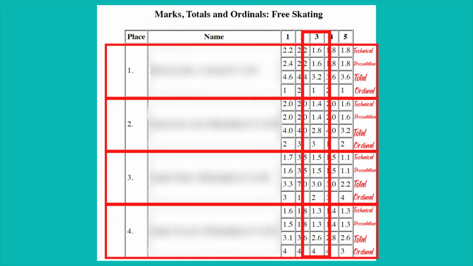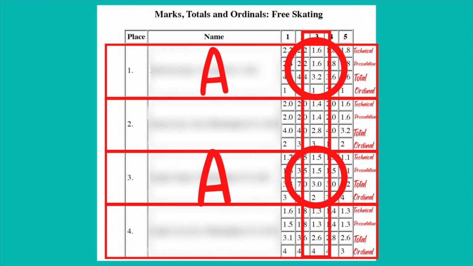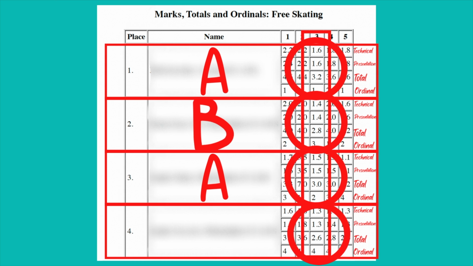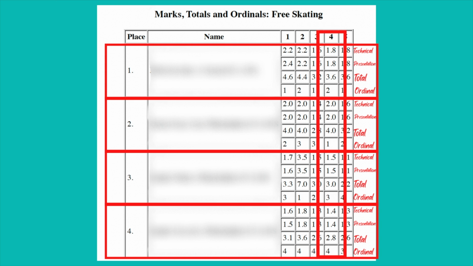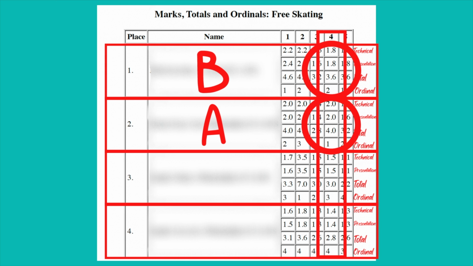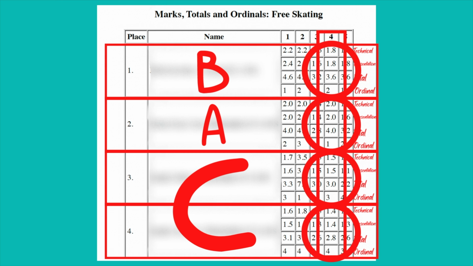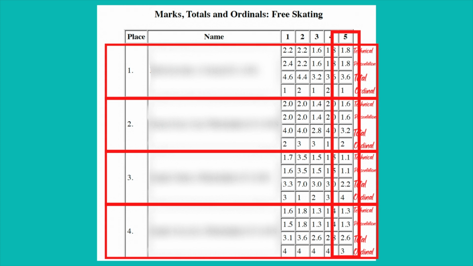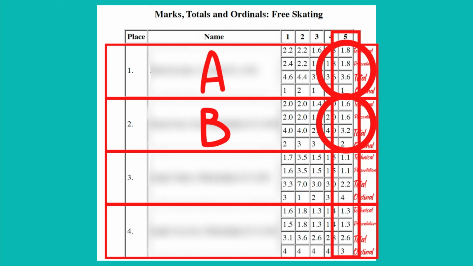Judge number 3 felt that the skaters in the first and third positions were the best. That would be their A group. And then the skaters in the second and fourth positions were placed in their B or C group. Judge number 4 put the skater that ultimately placed second in their group A. The skater that placed first is in their B group, and the skaters in their third and fourth positions in their C group. Judge number 5 placed the skater that placed first in their A group, the skater that placed second in their B group, and the skaters that placed third and fourth in the C group.